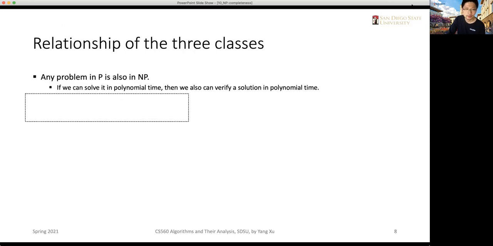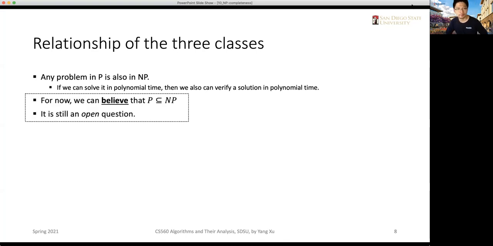So the typical guesses about P and NP, as we said: first of all, any problem in P is also in NP. That is a fact, not a guess, because if a problem can be solved within polynomial time, then given any solution, it's of course always verifiable within polynomial time.